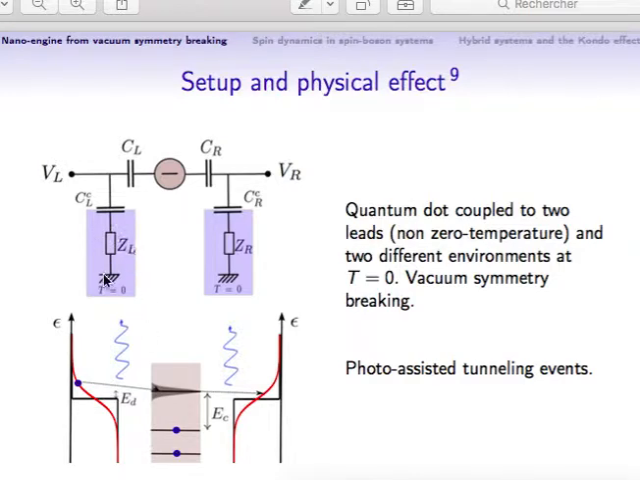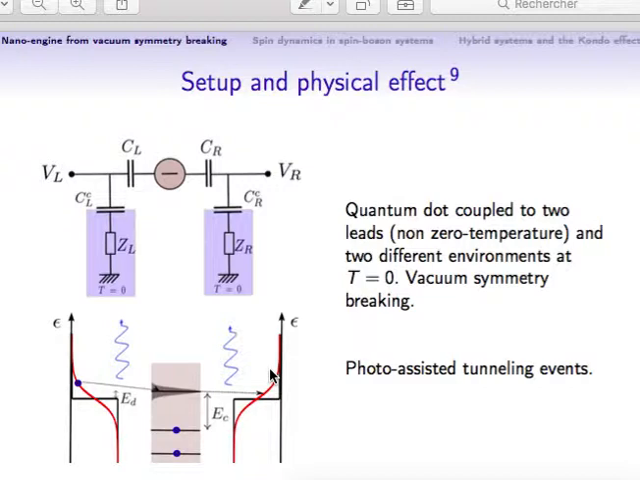However, if the environments are different, the probability to absorb a photon of a given energy might not be the same for the two environments, giving a different probability for the two symmetrical processes to happen. This will result in a preferred direction concerning the tunneling of the electrons, leading them to a spontaneous current flowing through the device.